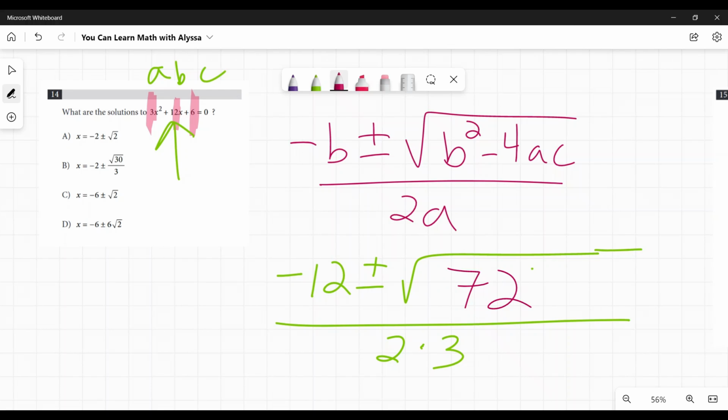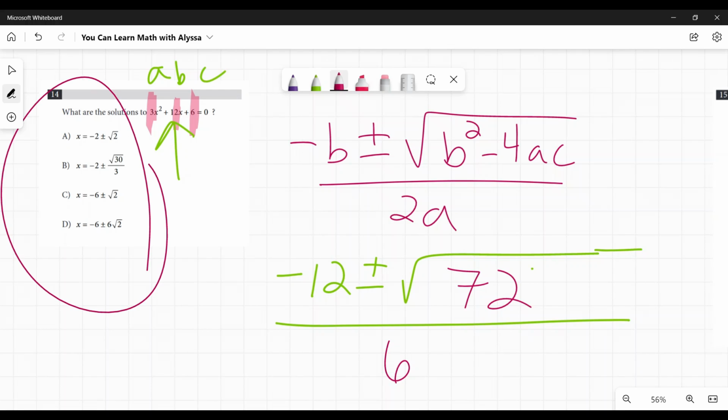Okay, so now we're in the simplification part. Also, 2 times 3 down here is 6. Okay, but as you can see, this does not match any of the answers, so we need to simplify this further. 72. Are there any perfect squares inside 72? If you don't know this offhand, factor trees are your friend.